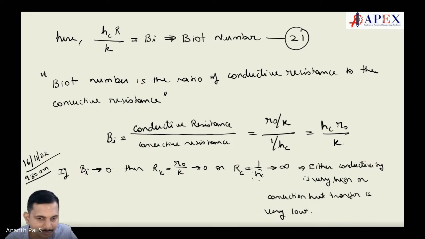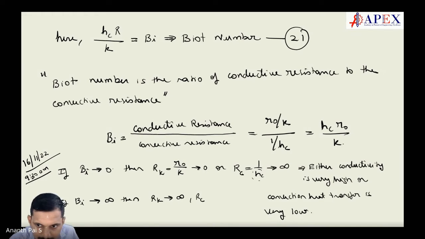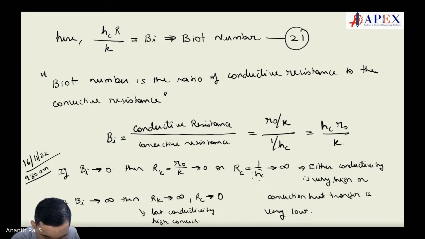Okay. Next, similarly, if Biot number tends to infinity, then Rk tends to infinity, Rc tends to 0. Means low conductivity, high convection. Low conductivity, high convection.